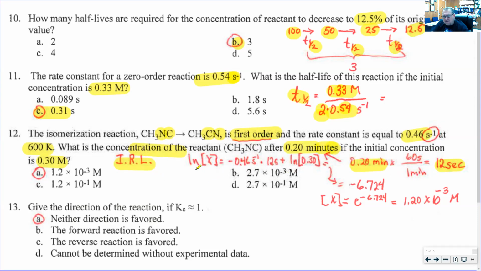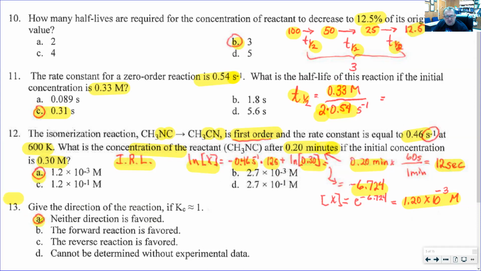So again, this is similar to the other one we worked. We know the rate constant K, we know the time in seconds, the initial concentration. We find what the natural log is. So it's a negative 6.724. So we have to take the antilog of both sides. And when we do, we find the concentration at the 0.2 minutes is 1.2 times 10 to the minus third molar. So choice A.